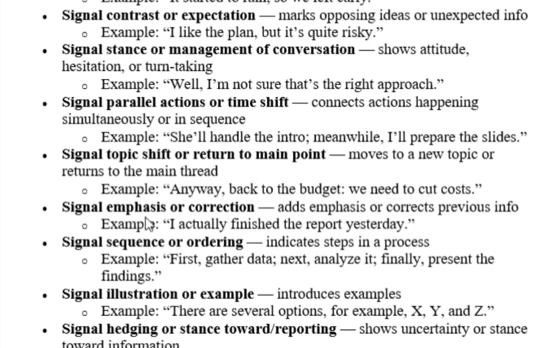Another one shows emphasis or correction. Look at this example. I actually finished the report yesterday. Actually. You want to correct someone that told you, for example, you haven't done your work or report. But you want to say, well, actually, in fact, I did, right? So it shows either the emphasis that you did something or you want to correct the speaker's point of view. Another discourse marker shows sequence or ordering, like first, second, then, after that, afterward, finally, like this example, first, gather data, next, analyze it, finally, present the findings, you see?